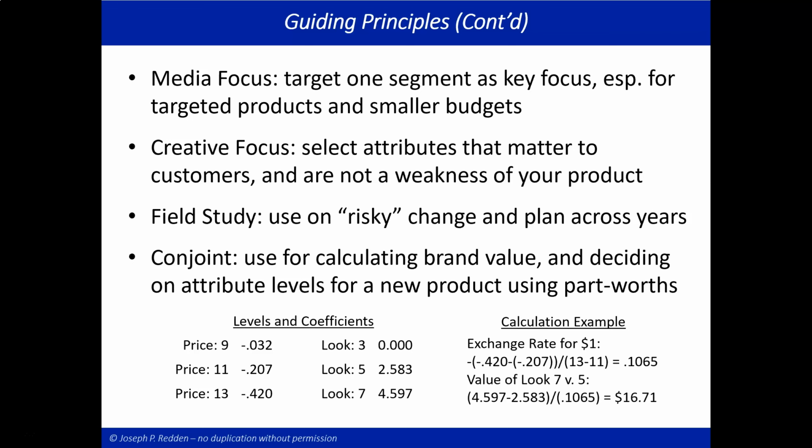The conjoint is an excellent tool too for calculating brand value. It's quite useful for new product design and for your pricing. And so again, here's an example below that you can work through to see how we can convert the levels of the attributes into a dollar amount. So this does it for the attribute of look. And so make sure you look through that math and try to understand the calculations being done.